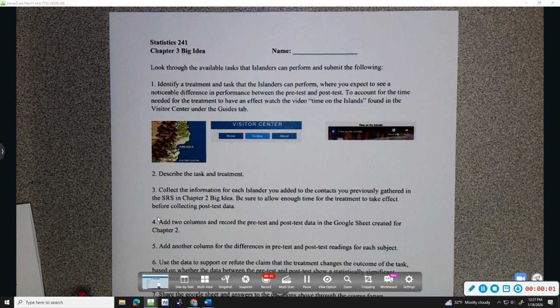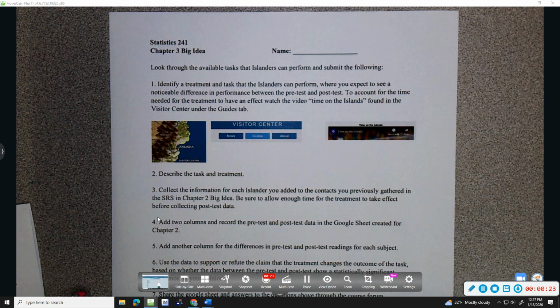Chapter 3, Big Idea, is going to practice experiments. Chapter 3 is about experiments and observations. You're going to be performing an experiment on the 40 subjects that you collected in Chapter 2. You are not going to need to collect a new sample. You're going to use the sample of the subjects that you collected in Chapter 2.